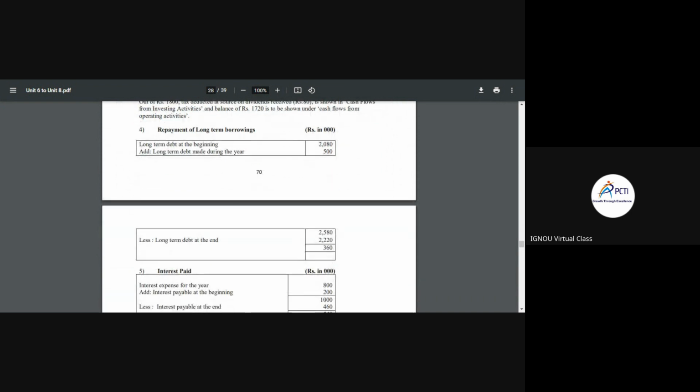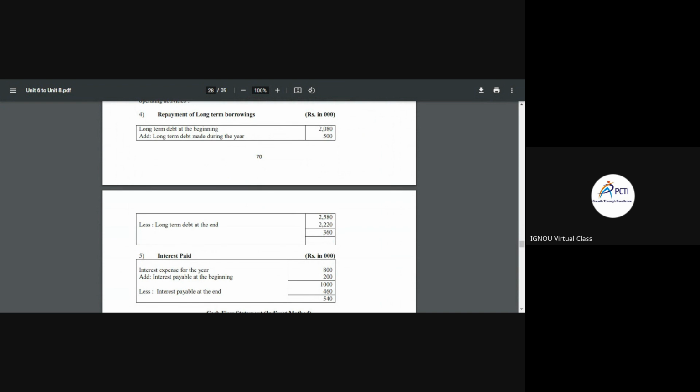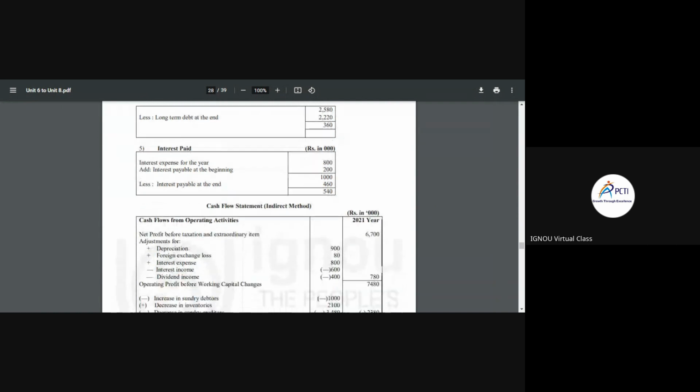Like this, you can calculate the repayment of long-term borrowing. In that case, you start with the opening balance of the long-term debt, then you add what is raised during the year, then you deduct the long-term debt at the end.